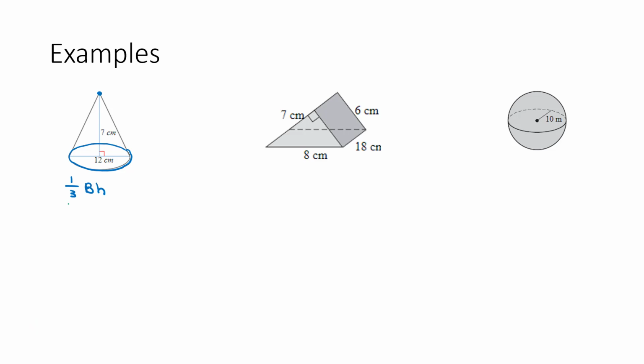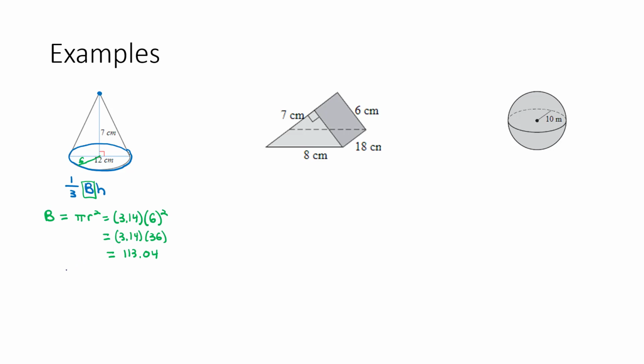So we need to find the area of the base, and in this case, the base is a circle. The formula for the area of a circle is pi r squared. And we know pi is 3.14. And r, the radius, if the entire distance across is 12, half the way across must be 6 centimeters. So 3.14 times 6 squared, or 3.14 times 36, which we'll do on our calculator really quick. 3.14 times 36 is 113.04.